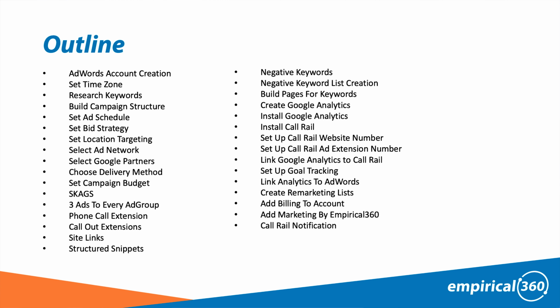Another great topic, which we have a couple Ad Nerds videos on if you check out our YouTube channel. And a couple of the other steps associated with CallRail are making sure we set up a website number. So this is tracking phone calls from your website and landing pages themselves. And then we also set up a CallRail ad extension number, which is just to track our ad extension performance and conversions. We link our Google Analytics to CallRail just so we can also see our calls in there, and we set up goal tracking.